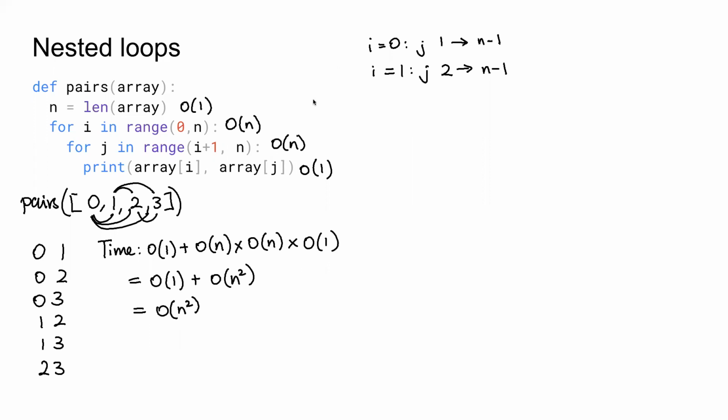But you might wonder, does it matter that the inner loop actually gets smaller and smaller as we go on? Can we just say it's O of n anyway? Well, let's go through and count the print statements more carefully, just using the general case with a length of n.